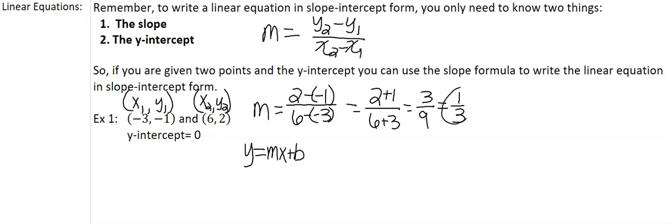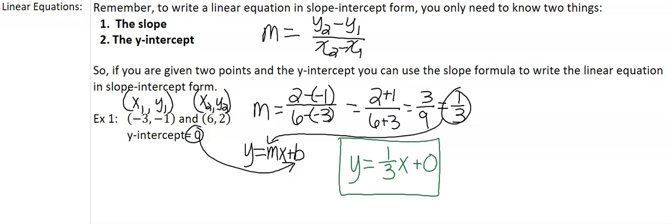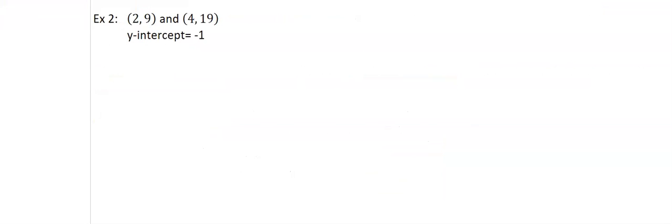So to write it in slope-intercept form, we are going to have y equals mx plus b. M again is our slope, and our intercept is already given to us as 0. So to write this, it would be y is equal to 1/3 x plus 0, or you could leave it as y is equal to 1/3 x.